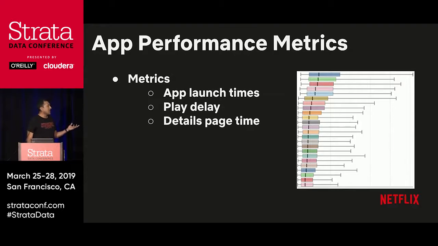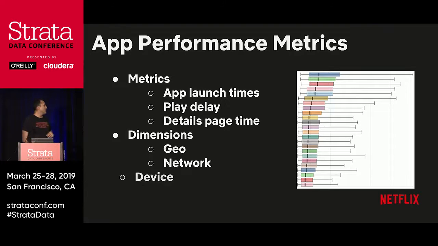Now these metrics are great, but we also need to slice them by various dimensions for it to be useful. So we have obviously geo dimensions like country, which country is getting better performance. We obviously have it at a much more granular level as well. Network is a big component in application performance. What kind of network are you on? Are you on a mobile network, or are you on Wi-Fi? And what are the characteristics of that network generally?